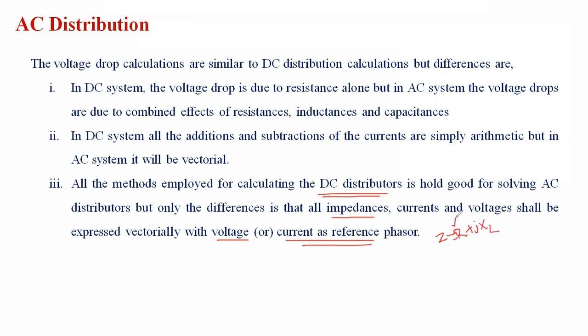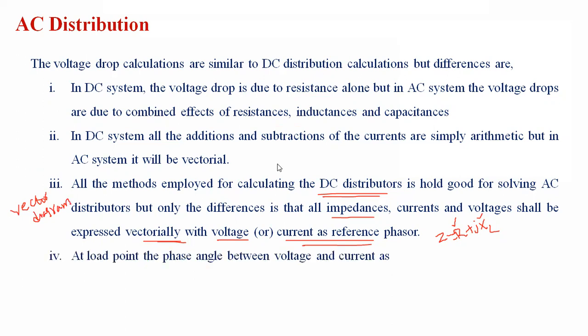That is, the drop is the resistance drop as well as the inductive reactance drop. And this can be found with the help of vectorial representation, that is nothing but the vector diagram or phasor diagram. We need to draw the vector diagram or phasor diagram. The reference taken is either the voltage or the current.